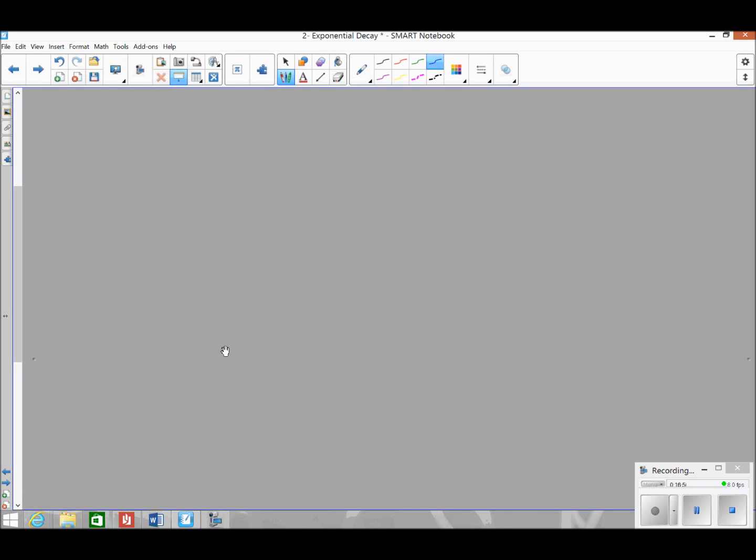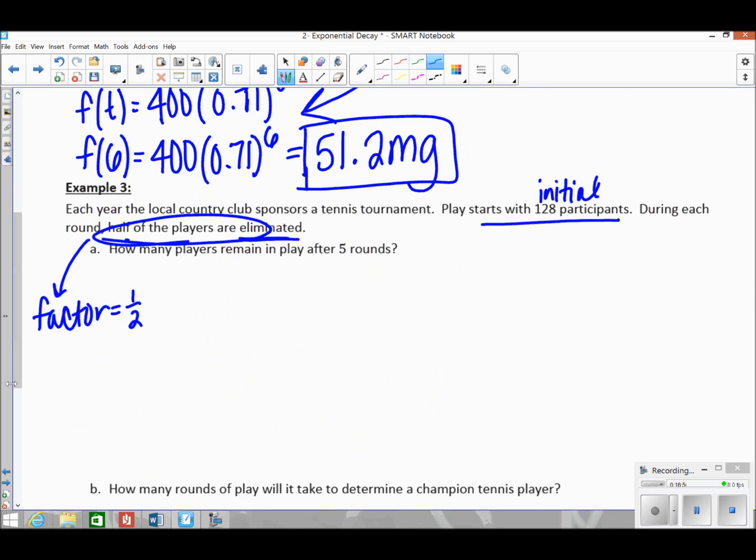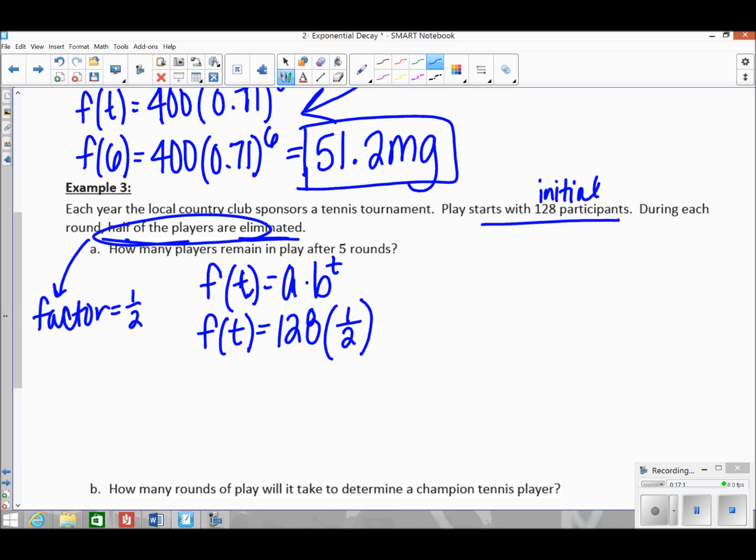So the formula we're going to use, keep blocking out that screen on you. The formula we're going to use, f of t equals a times b to the t. We're going to use that formula for this one. So our initial amount is going to be 128. The decay factor is 1/2, so I just plug in the 1/2 to the t. So here's the equation. The second part says how many players remain after 5 rounds. So this means that t equals 5. So let's go ahead and plug that in.